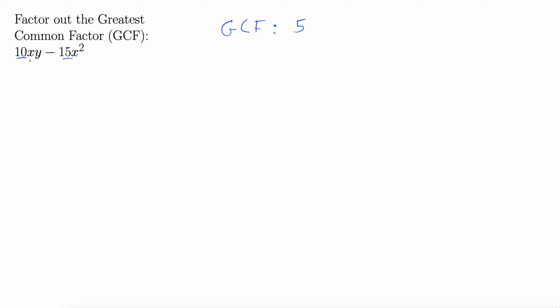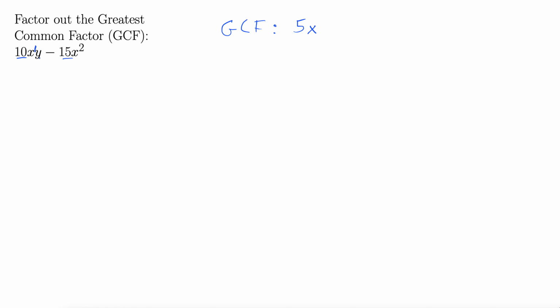Now moving on to the variables, we have x and x squared. Well, the GCF always gets the smallest exponent. So we have x to the 1 and x squared, so we're just going to put in x to the 1 because that's the smallest.